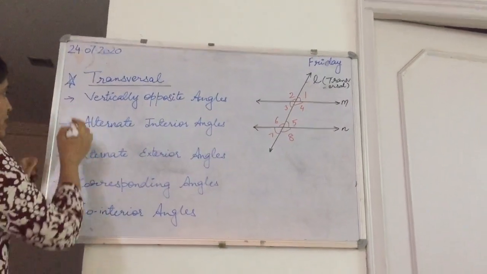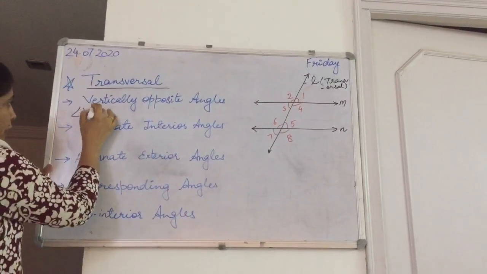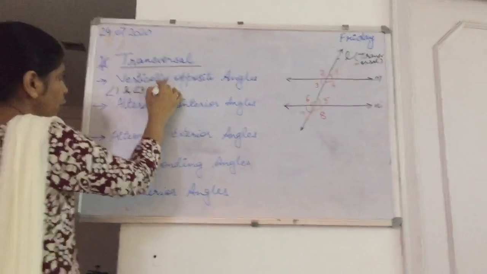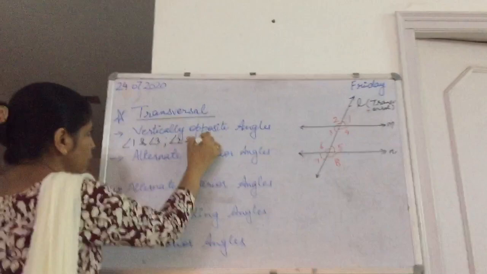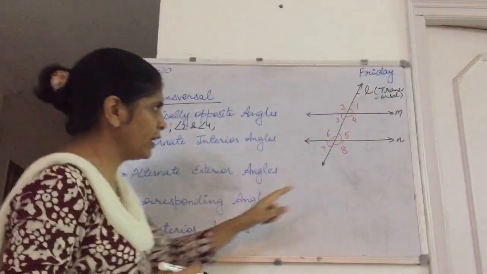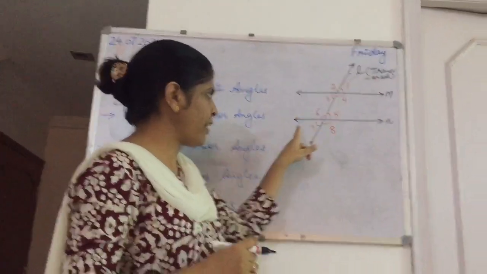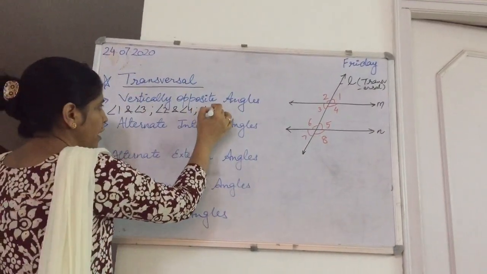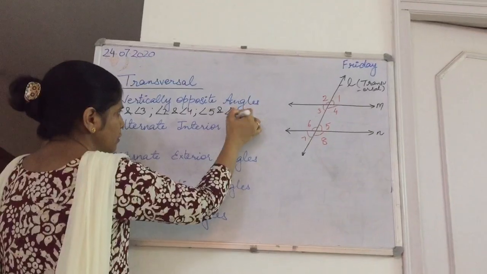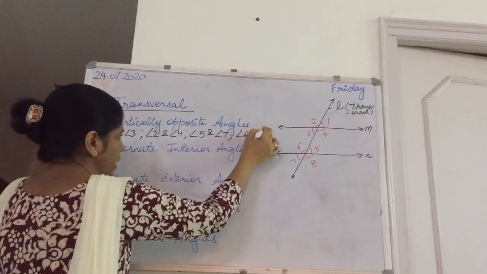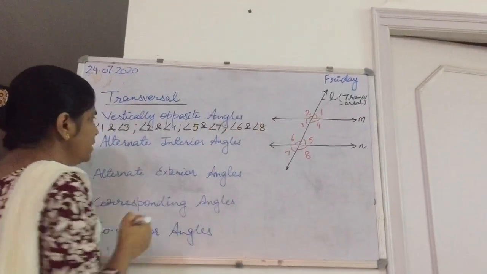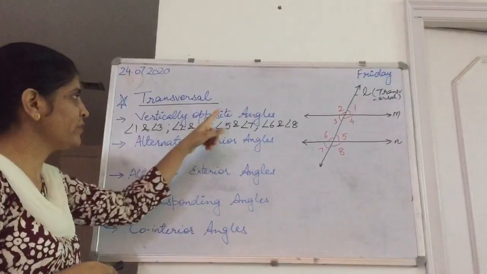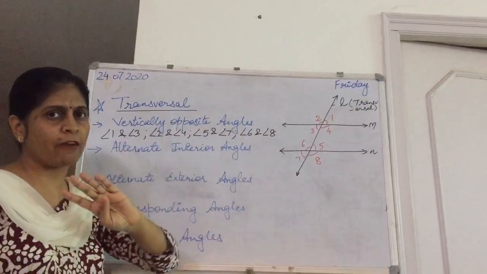Students, vertically opposite angles are always in pairs. Angle 1 and angle 3, angle 2 and angle 4. Then 5 and 7, 6 and 8: angle 5 and angle 7, angle 6 and angle 8. These are vertically opposite angles. So there are 4 pairs.